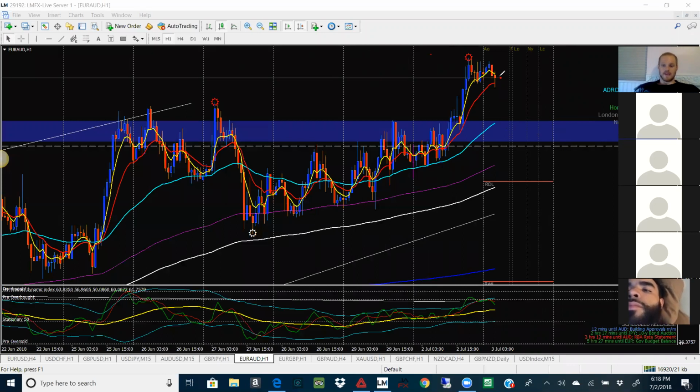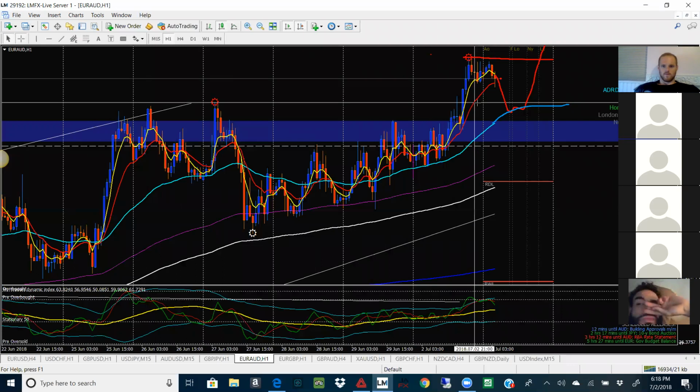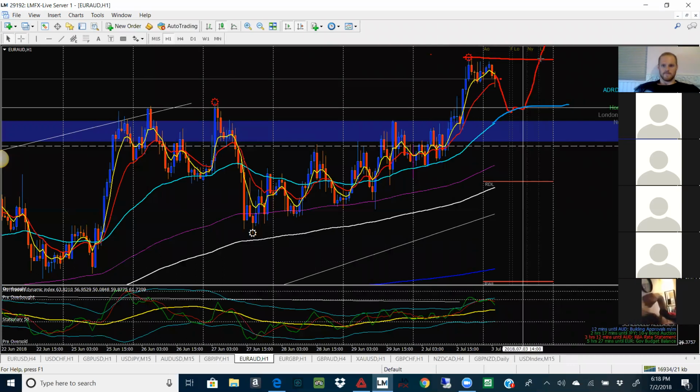If it doesn't break it and it continues, drop down, bounce off the water, continue up for the recent high. Nice little buy. Water would look like this. All right. If that happens, we're looking at a nice.